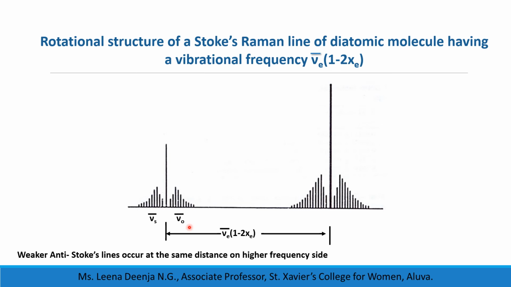The rotational fine structure of a diatomic molecule is shown here. Here this line is the Rayleigh line, and this is the Stokes vibrational transition line, at a distance of nu bar E into (1 minus 2xe). On both sides of this first Stokes line we can see a number of lines. They are due to the rotational transition. This is due to the S branch lines and this is due to the O branch lines. And the weaker anti-Stokes line occurs at the same distance, nu bar E into (1 minus 2xe), on the other side, that is on the higher frequency side, which is not shown here.